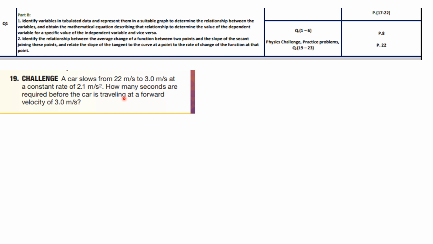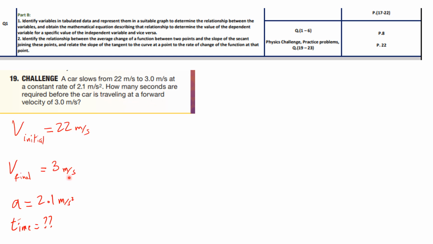So we have the initial velocity, we have the final velocity, and we have acceleration. And they ask us to find the time. So here is the given: initial velocity, final velocity, acceleration, and time.